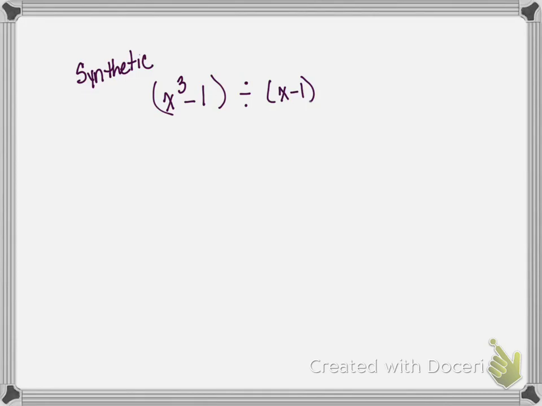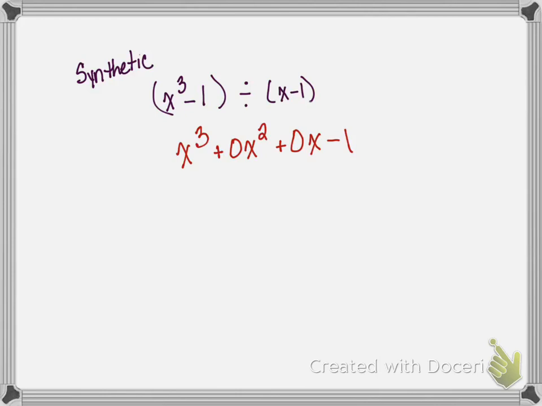Okay, it's two binomials. Look at the x to the third minus 1. What are we missing? I'm missing my x squared, and what else? And my x. So I need to think of this as x to the third plus 0x squared plus 0x minus 1. I have to account for those coefficients even though they're not written down. And when they're not written down, I have to put a 0 there.